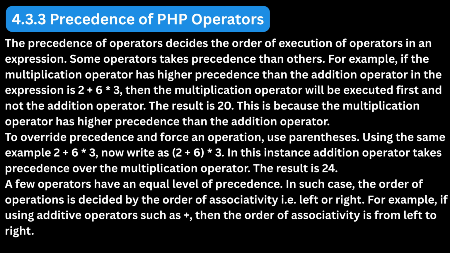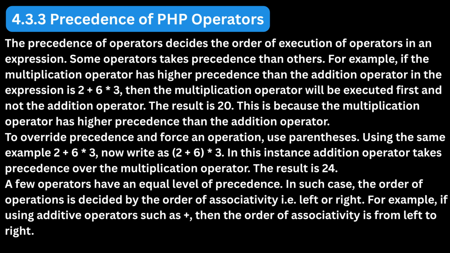A classic example is the multiplication operator, which has a higher precedence than the addition operator. This means that if you write an expression like 2 + 6 * 3, PHP will not evaluate the addition first. Instead, it will perform the multiplication before anything else. So PHP calculates 6 * 3 first, giving us 18, and then adds the 2, resulting in a final output of 20.